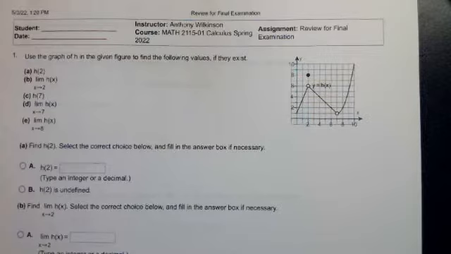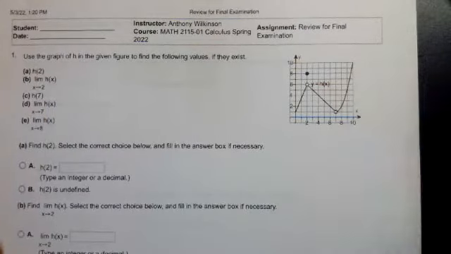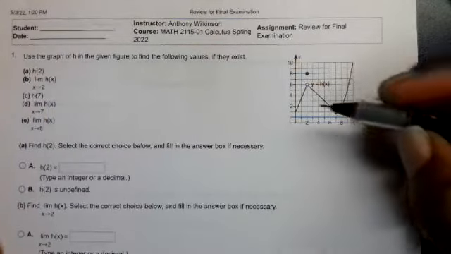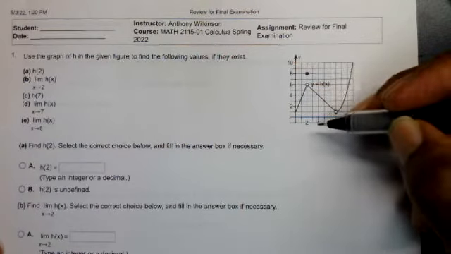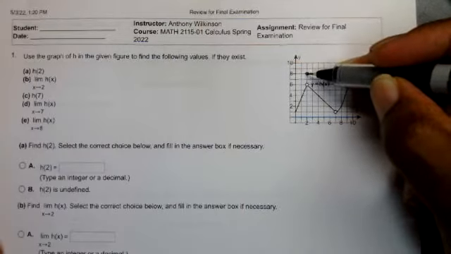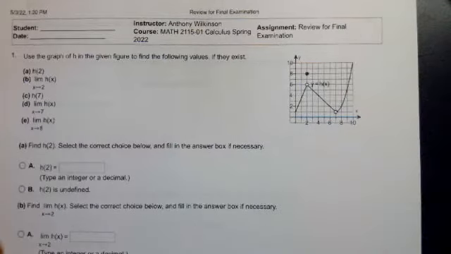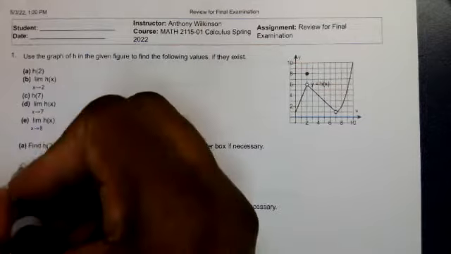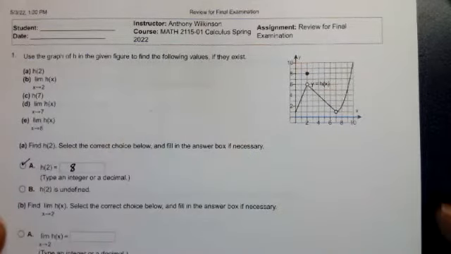Here we're going to use the graph of h in the given figure to find the following values if they exist. So in part A, we got h of 2. So here's the graph of y equal h of x right here. And we're finding in part A, h of 2. So that means we want to find out what the value of h of x is when x is equal to 2. So here's 2 right here on the x-axis. And then we go up to this point right here. The corresponding y value for that would be 8. So that means here h of 2 will be equal to 8.